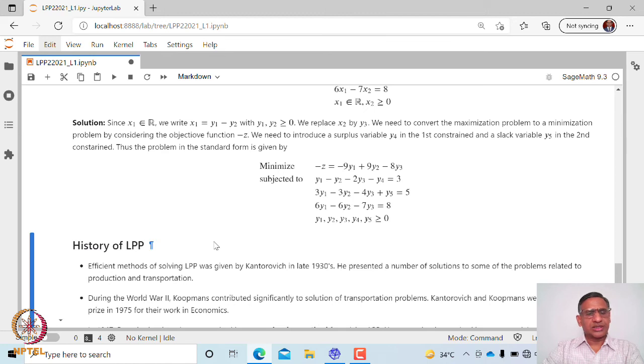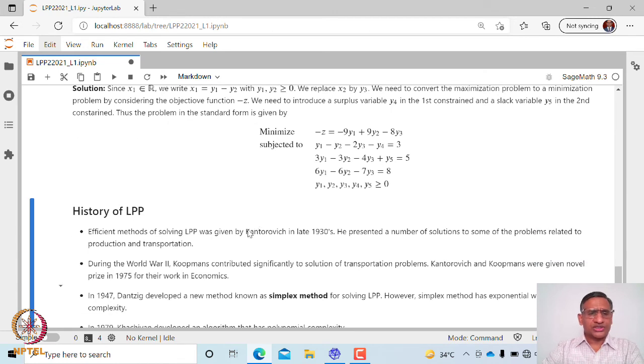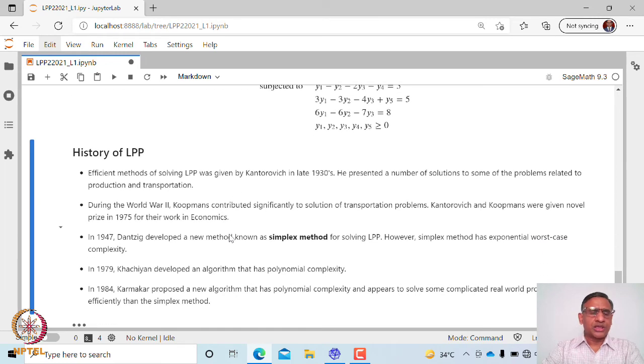Okay, now let me tell you the very basic history of the linear programming problem. Actually, this is not very old. The first efficient method of solving linear programming problems was given by Kantorowicz in the 1930s, and he presented a number of solutions of linear programming problems related to production and transportation problems. Similarly, a considerable amount of development in solving linear programming problems was made during the Second World War.